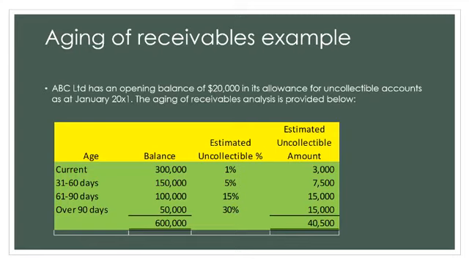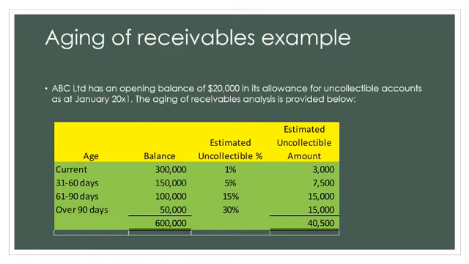Now on aging of receivables. ABC Limited has an opening balance of $20,000 for its allowance for uncollectible accounts as at January 20X1. The aging of receivables analysis is provided below. For the current balance we have $300,000, of which 1% will be uncollectible.